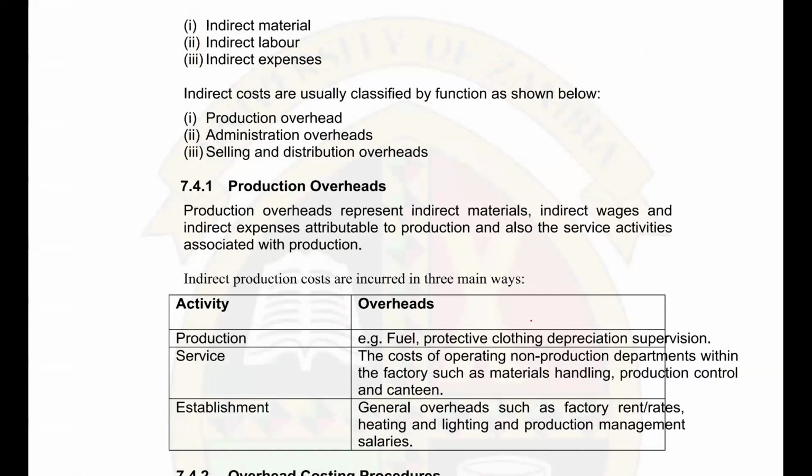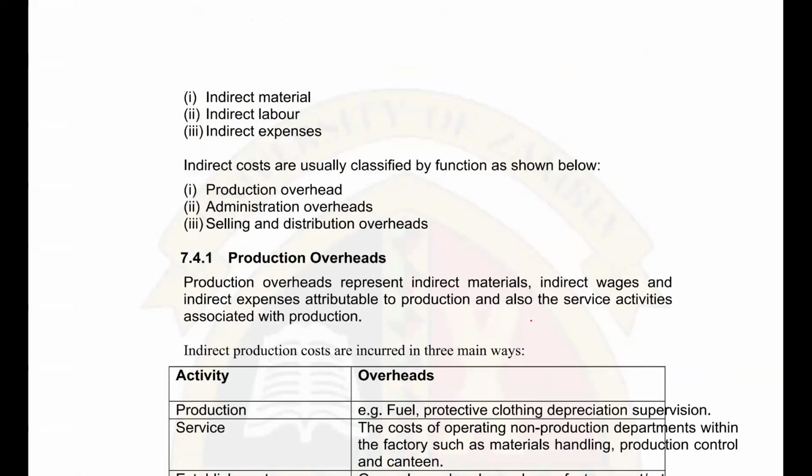Whenever you have all these indirect costs, they can be classified according to their functions. You can call them production overheads: those are the indirect costs that occur in the factory. Then administration overheads, which occur in the administration. There are other indirect costs such as selling and distribution, which occur during the distribution of the product.